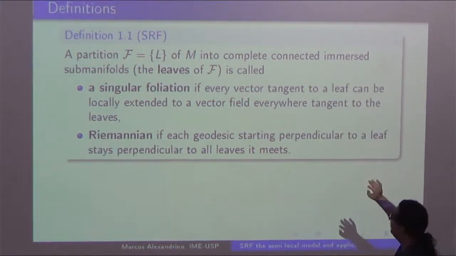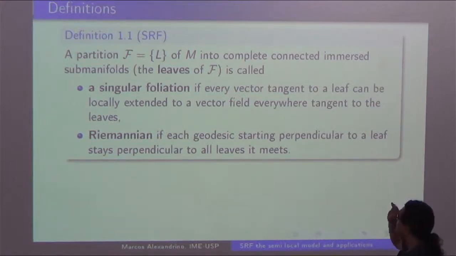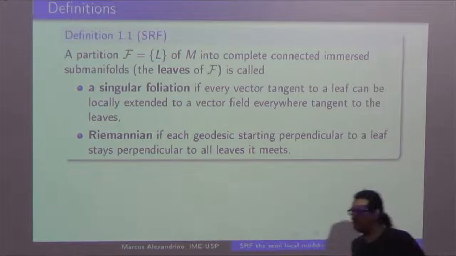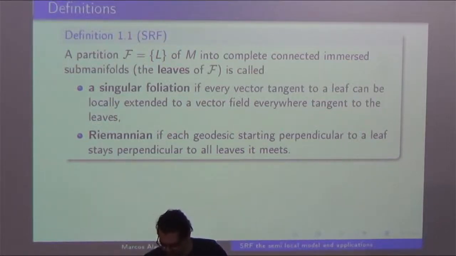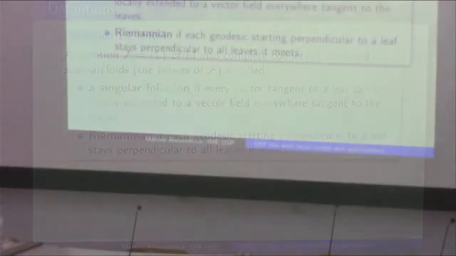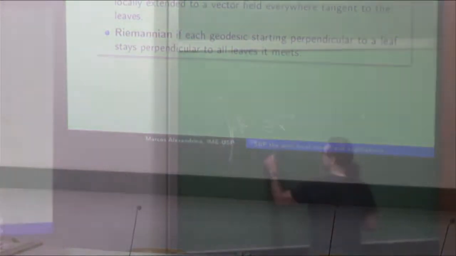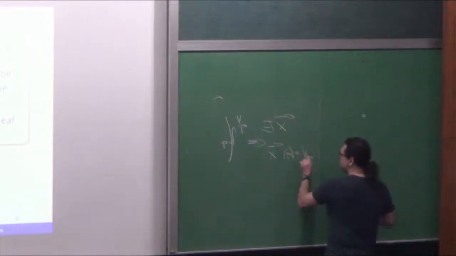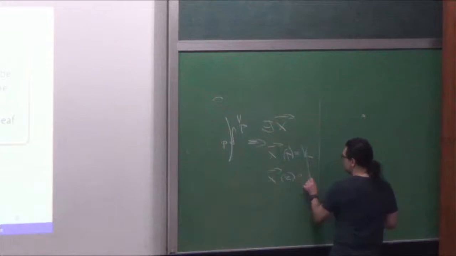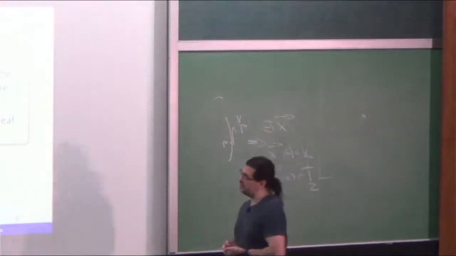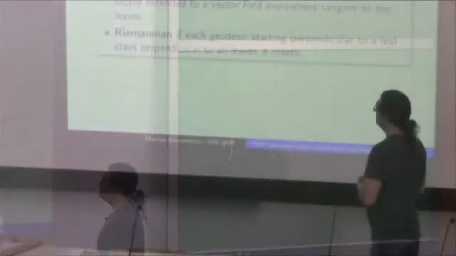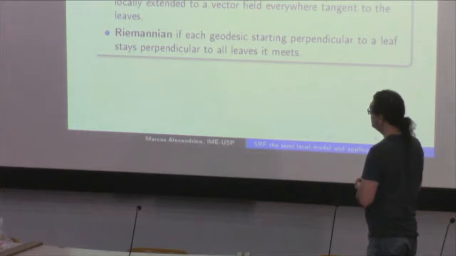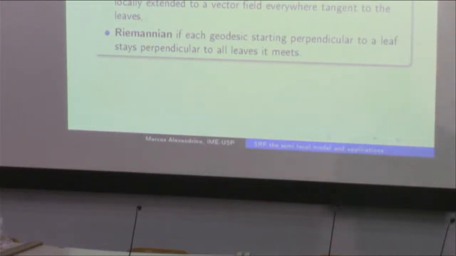Here M will always be a complete Riemannian manifold, okay? Then a partition of M into immersed submanifolds is called a singular foliation if, for each leaf, you take a vector, then there exists a vector field such that the extended V is always tangent to the leaves. So this is a definition from geometric control theory, probably. It's very common. It uses the Sussmann result and includes the definition of a regular foliation, okay?